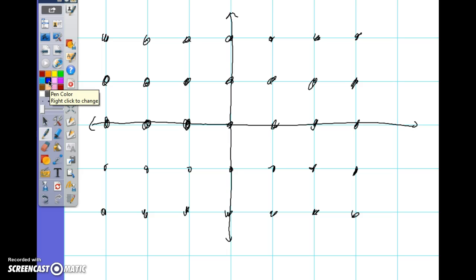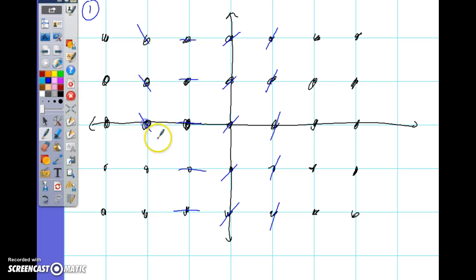So, slope field. 1, 0, 0, 0, 0, 0. Negative 1, negative 2, 2, negative 2, negative 2, 2. 3, 3, 3, 3.